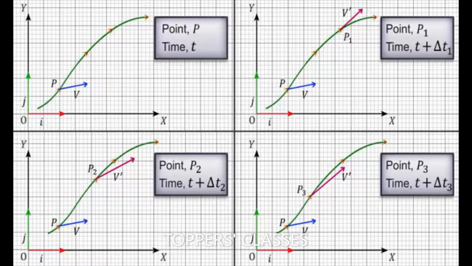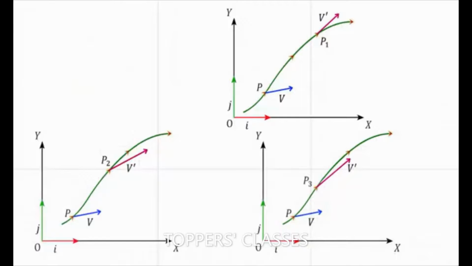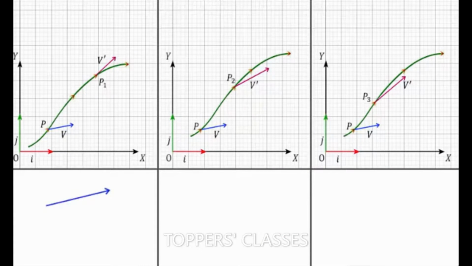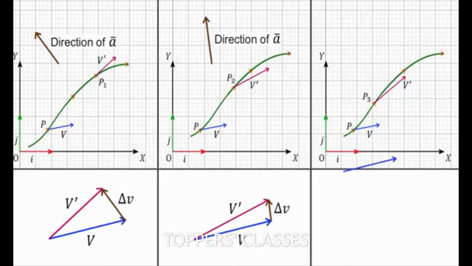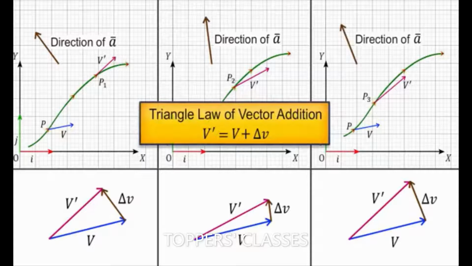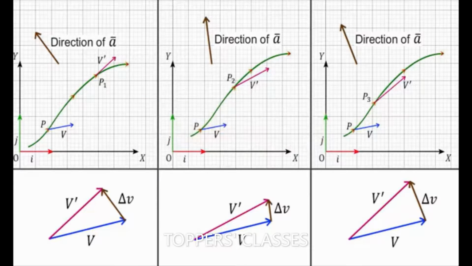The direction of average acceleration, a bar, is the same as that of delta v for all the positions of the point P. In all the graphs, we have used the triangle law of vector addition. As delta t decreases, the direction of delta v and a bar changes. As you learned earlier, average acceleration a bar is equal to delta v by delta t. In the limiting condition, as delta t approaches 0, a bar becomes a, which is equal to dv by dt.